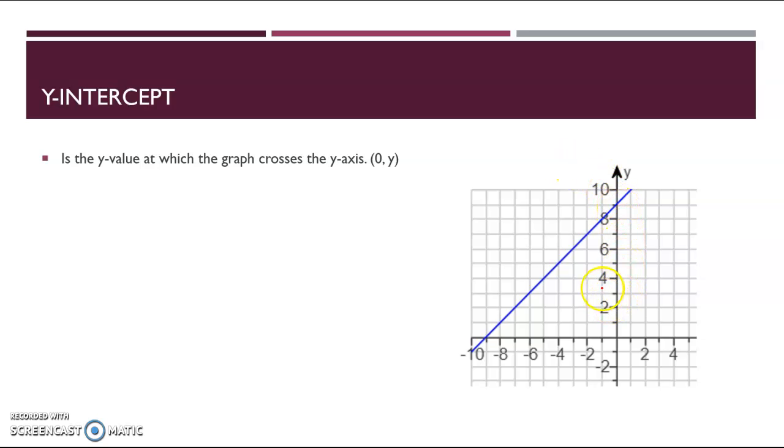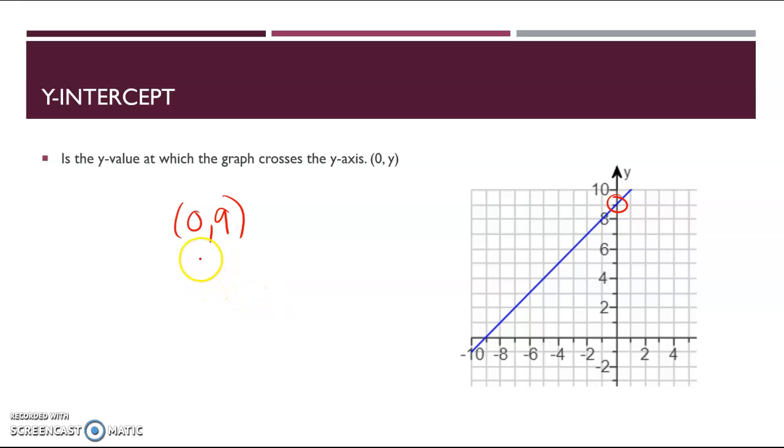With our proportional relationships, that value was always 0. With any other relationship, it's going to be a number. And we're going to write it as a point. So in this case, we're between 8 and 10, which means our y-intercept is 9. So we're going to put it as a point (0, 9).